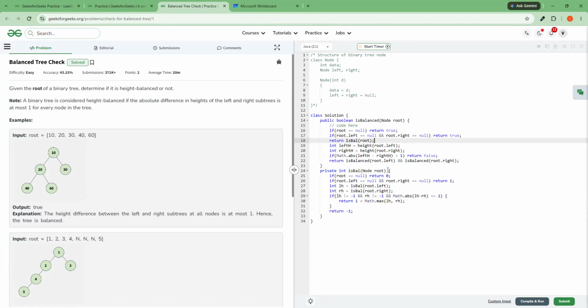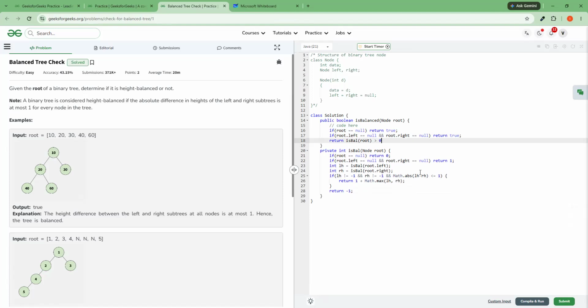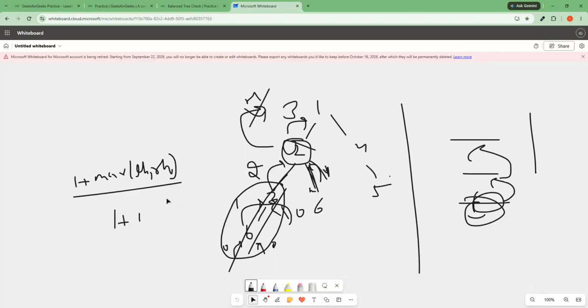And we will check if isBalanced of the root tree is greater than 0, it means we are good. Otherwise, we have already violated the condition and we will return false. We don't require this part of the code. So like this, you will understand.